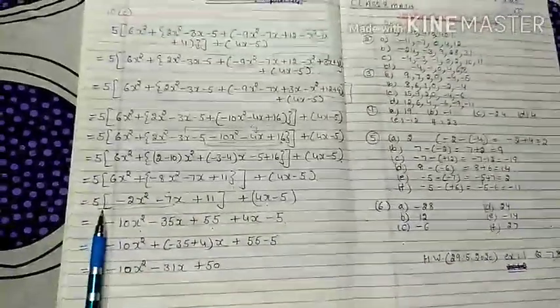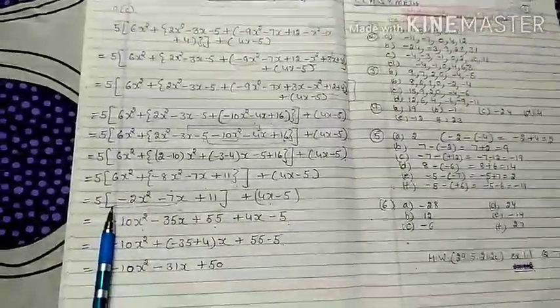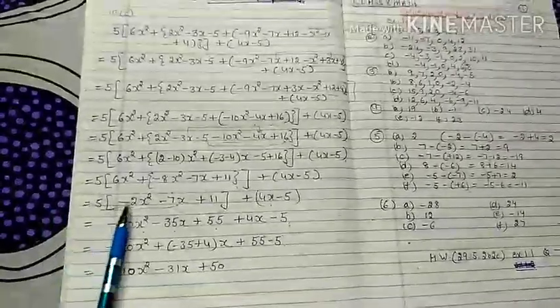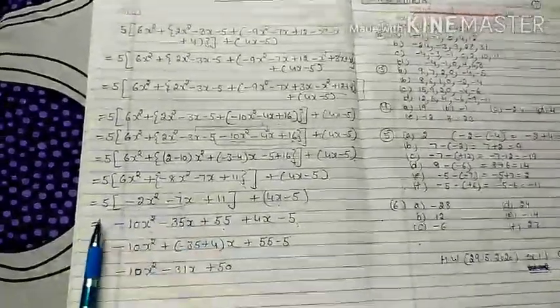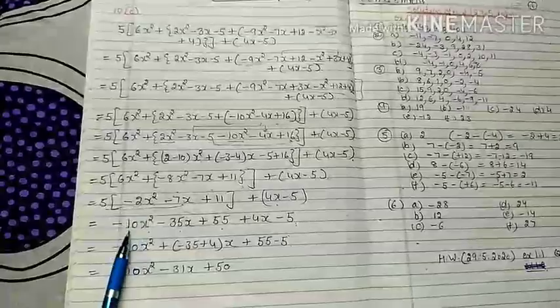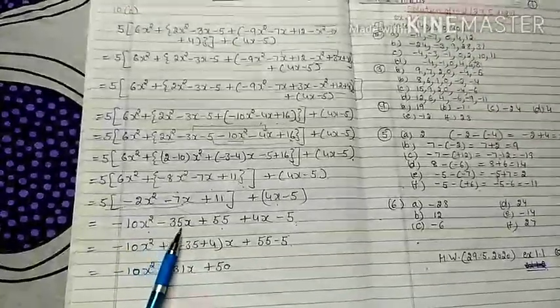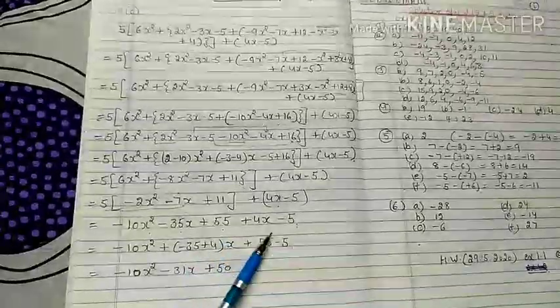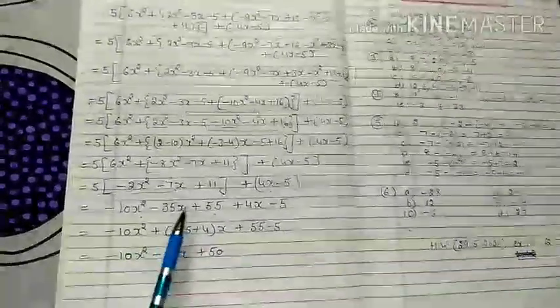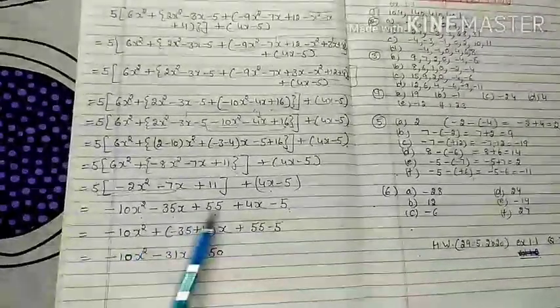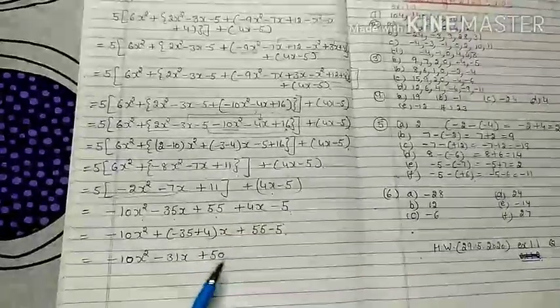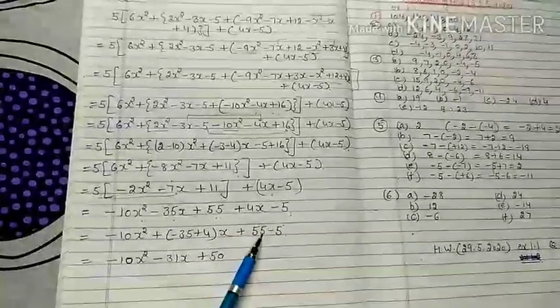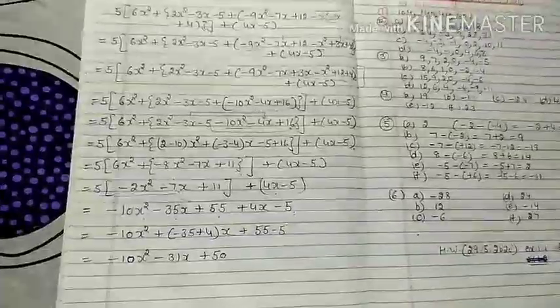Now next target is to solve the square bracket. Outside is 5. Now 5 is multiplied by all the terms within the bracket. 5 into minus 2 gives minus 10x square, minus 35x, then 5 times 11 gives me 55, plus 4x minus 5. Now only the x terms are like terms. Minus 35 plus 4 gives me minus 31x and 55 minus 5 gives me 50.